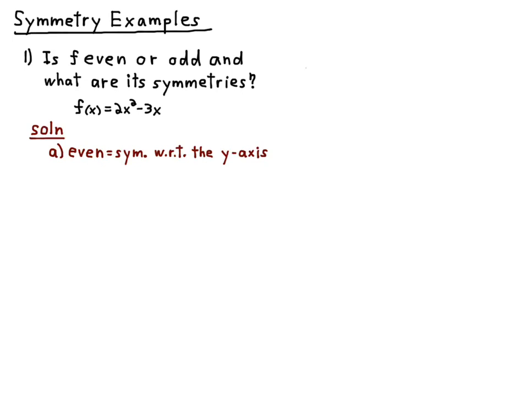So notice first that even would be the same thing as symmetric with respect to the y-axis, because this is a function symmetric with respect to the y-axis. So that means I change x to minus x in my formula. So f of negative x equals 2 times the quantity negative x squared minus 3 times the quantity negative x. So you always put the negative x in parentheses, right? And then that simplifies to 2x squared plus 3x, which is not f of x. f of x is 2x squared minus 3x, and this is 2x squared plus 3x.